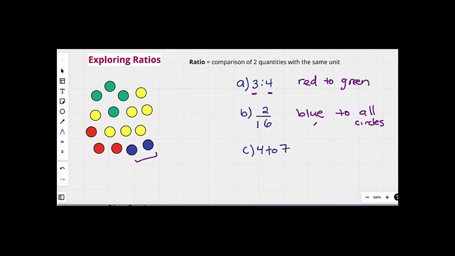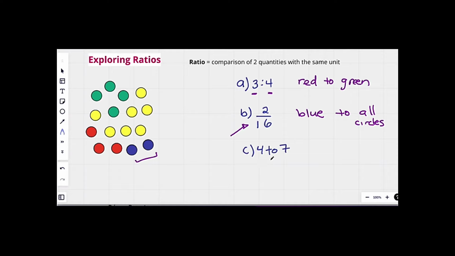Okay, this was our ratio part to whole that we talked about, because our part are the blue circles and our whole is all of the circles that we have in the picture. Also, the key is our fraction. We only see these fractions when we're comparing to whole. Keep that in mind. Okay, our next one is 4 to 7.